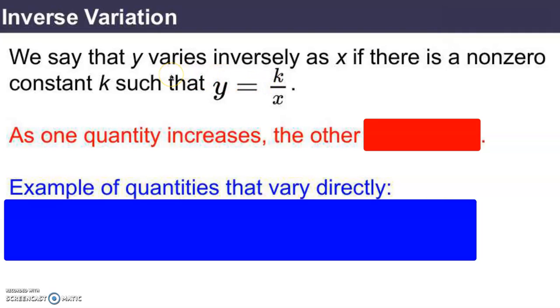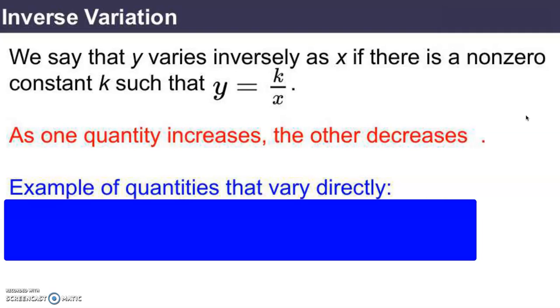So this is not the same as direct variation. With direct variation, as one quantity increased, so would the other. But if you think about what would happen if you kept the same constant k and you made x bigger and bigger, the value of k divided by that number actually becomes smaller, because the denominator gets bigger and bigger. If you make x larger, y has to be smaller to make the equation true. For inverse variation, as one quantity increases, the other decreases.